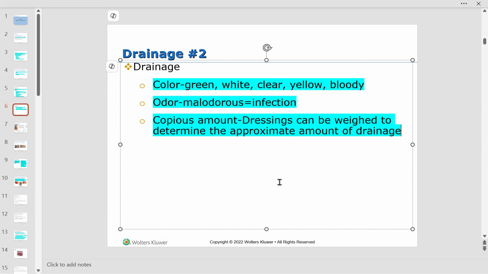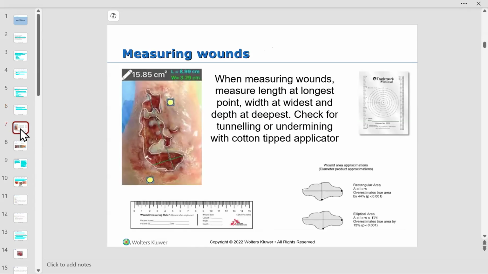So if you're doing I&Os on someone, believe it or not, output would be weighing those drains or weighing those dressings to see how much drainage there is. So you know the weight of the dressing before, when it's dry, and then you weigh the dressing when it's removed from the patient, subtract, and you have an approximate amount of drainage, okay? You know, they use that in the operating room to determine estimated blood loss, EBL.